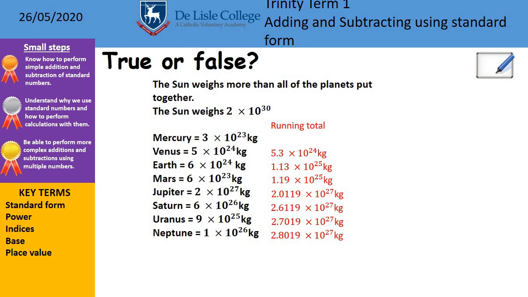So whilst 2.8 does look to be larger than 2, it's the powers of 10 that define the place value system that we need to be interested in. So there's the mass of all our planets, and it turns out that 2 times 10 to the 30 is greater, of course, than 2.8 times 10 to the 27, because we've moved 30 positions along a place value diagram as opposed to 27. So in answer to the question, it is true: the Sun is more massive than all of the planets in the solar system combined.